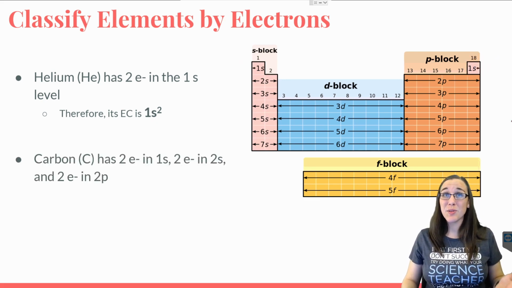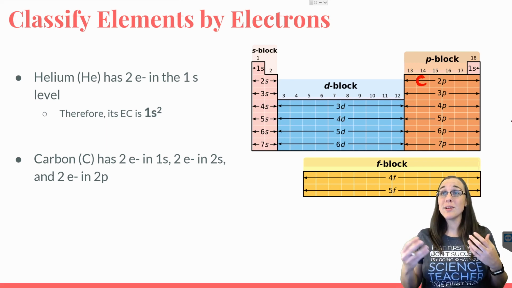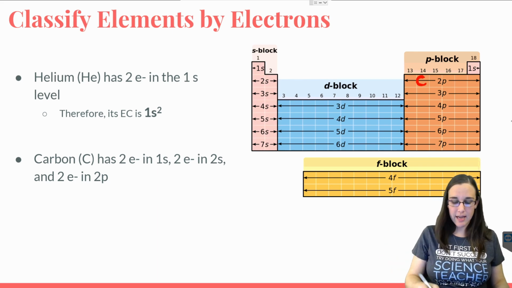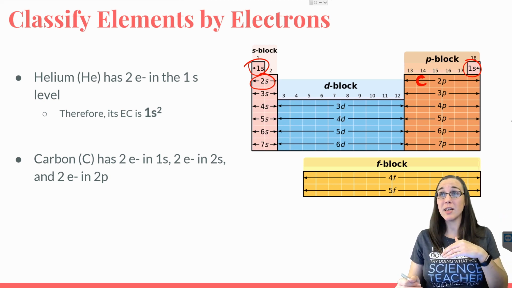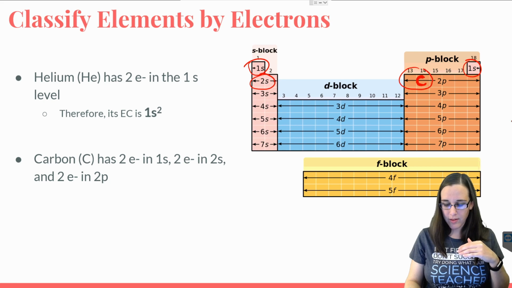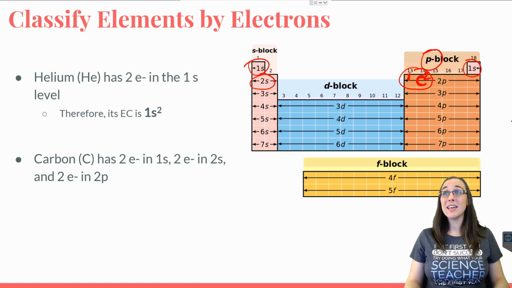If we wanted to try this with carbon, carbon is right here. If we were going to read this from left to right, we would say, okay, we've got 1s, 1s2, 2s, because we have to go through it reading from left to right, just like reading a book. And then we're over on this side in the p block. So that is 2p, and I have 2 electrons because I went over 2. 1, 2. 2p2.